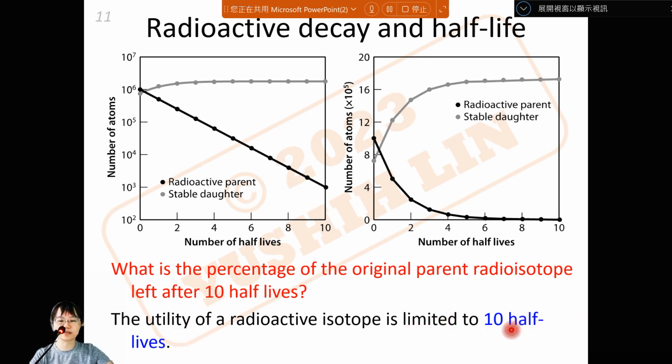This is an important number for people who want to use dating technique. For example, the half-life of lead-210 is 22 years. What is the utility of lead-210? 220 years. The half-life of carbon-14 is about 5,000 years. Then the utility of C14 is about 50,000 years.